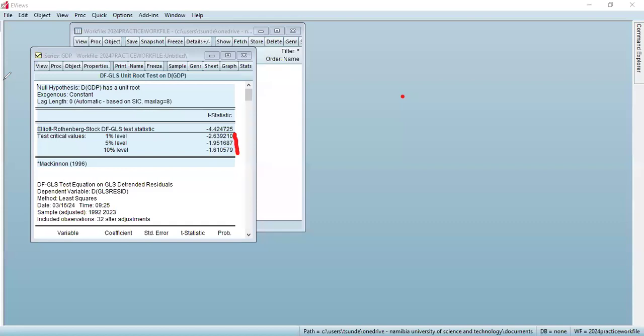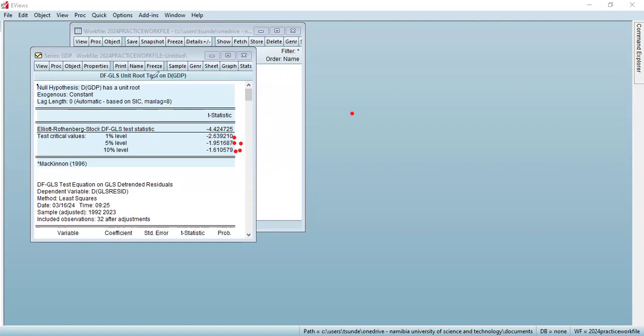I then went on to compare this, where I said if the calculated t value is more negative than 2.6, which is the critical value at 1%, then we say the variable is stationary at 1%. And if the calculated t statistic lies between the 5% and 1% critical values, then we say the variable is stationary at 5% level of significance. And if the calculated t statistic lies between the 5% and 10%, then we say the variable is stationary at the 10% level of significance, right? So that's the explanation I gave.